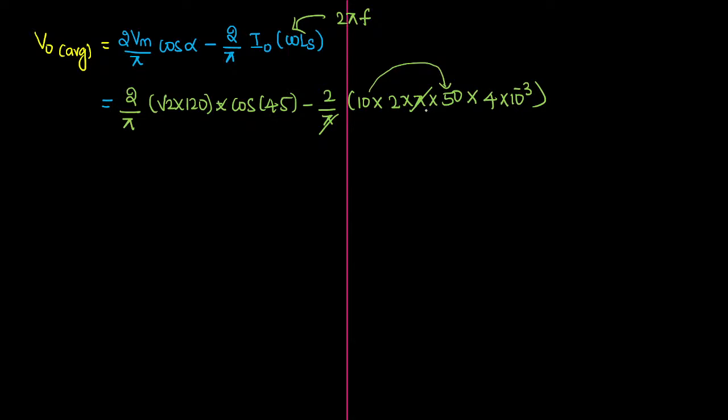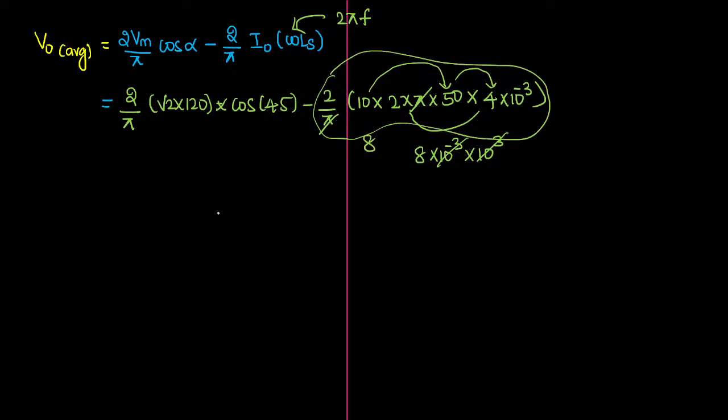50, 10 times of 50 will be 500. Absolutely. 500 times of 4 will be 2000. 2000 into 2 will be 4000. 4000 into 2 will be 8000. 8000 into 10 power minus 3. 8000 can be written as 8 into 10 power 3. 10 power minus 3 into 10 power plus 3 will give you 1. So 1 into 8 will become, finally this net value will be replaced by 8 simply.